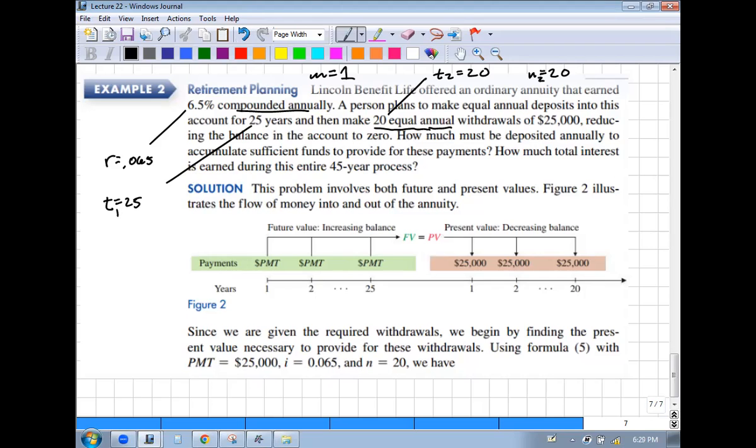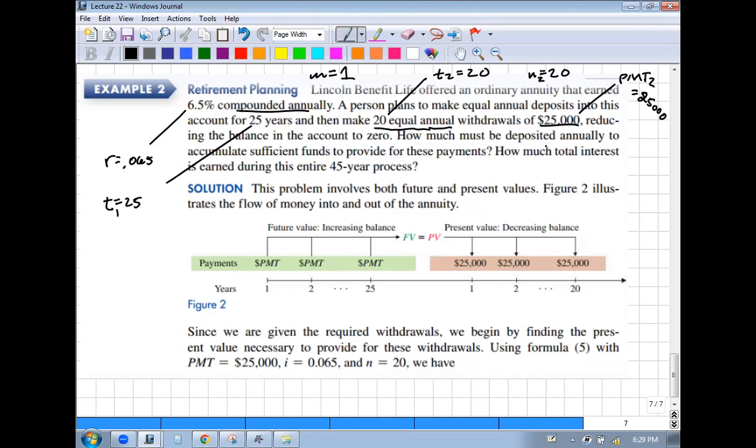So the number of periods in the second thing that's going on, right? So 25 years of making payments. After that, 20 years of taking money out. So I'll call this PMT2, 25,000. Well, M is the same for M1 or M2. Reducing the balance to 0.